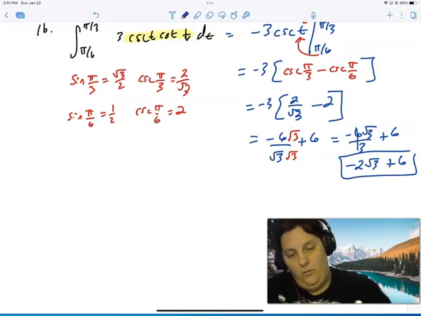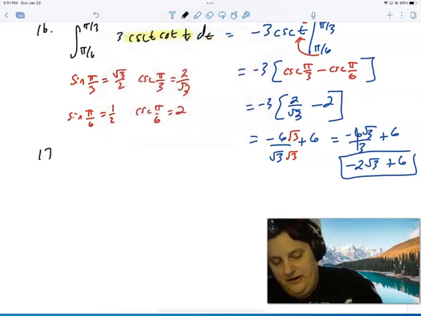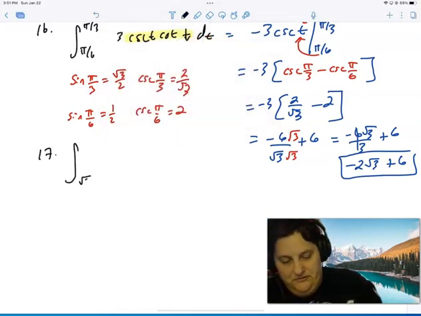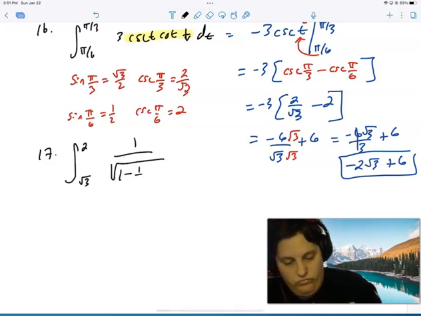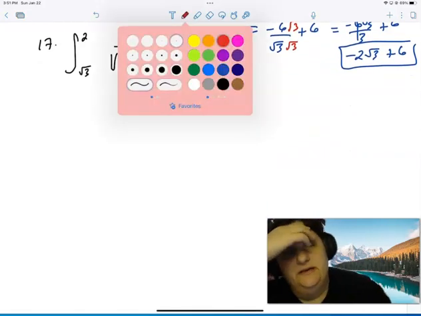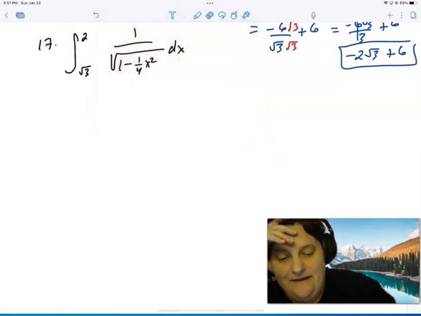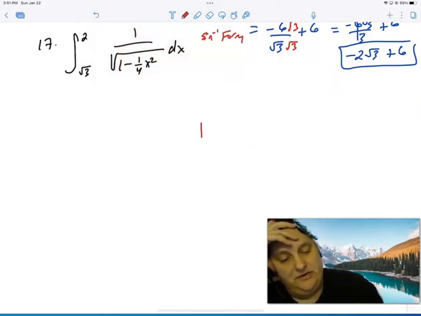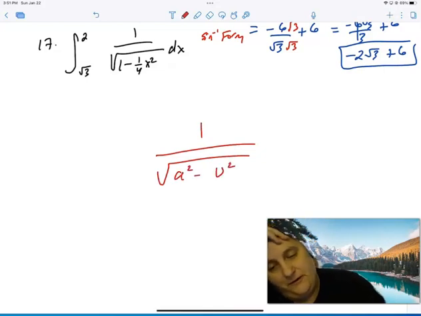All right, one more integral. We'll move on to our next section. This is from square root 3 to 2. All right, and hopefully you guys recognize this. This is inverse sine form. Now remember, the inverse sine form looked like this: a squared minus u squared. Okay. And I have to find u, du, and a.